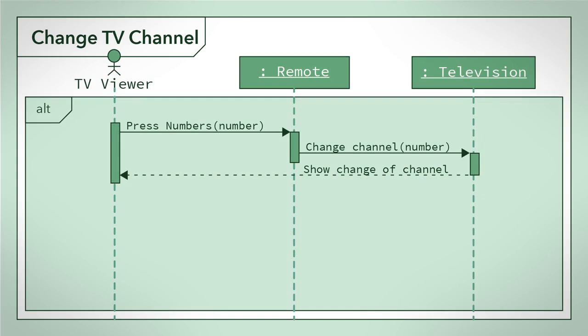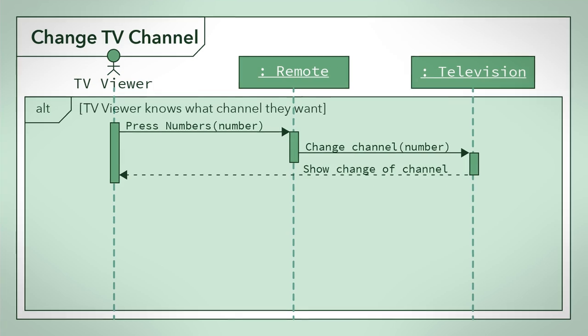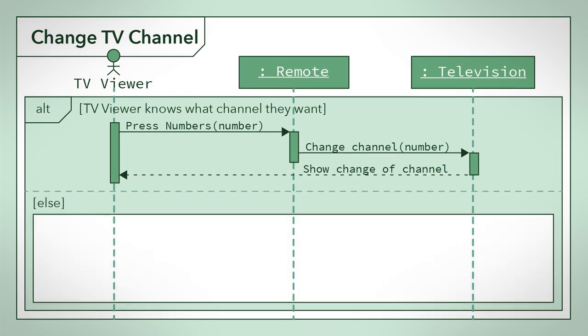Now I need to specify when this alternative will occur. In this case, the sequence occurs if the TV viewer knew what channel they would like. We will label this alternative TV viewer knows what channel they want. If the TV viewer does not know what channel they want, other sequences can occur. One sequence is that the TV viewer will browse through the channels until they find something to watch. So I'm going to draw this sequence underneath the previous sequence with the condition else, meaning this sequence occurs if all other alternatives are false.